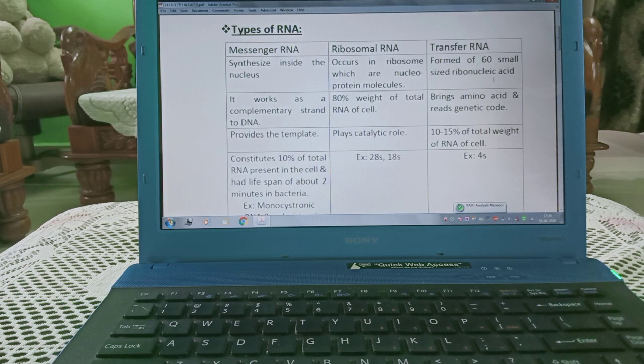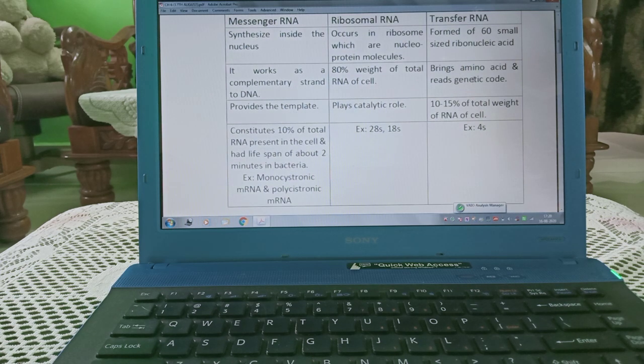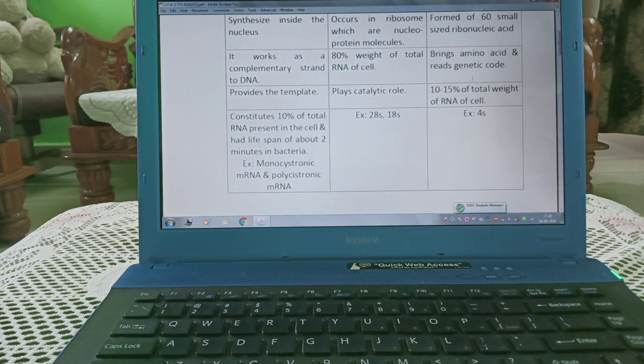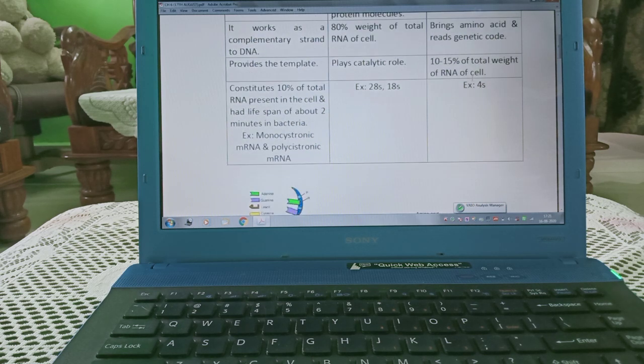Transfer RNA is formed of 60 small sized ribonucleic acids. It brings amino acids and reads the genetic code. It is 10 to 15% of total weight of RNA of the cell. Example: 4S.